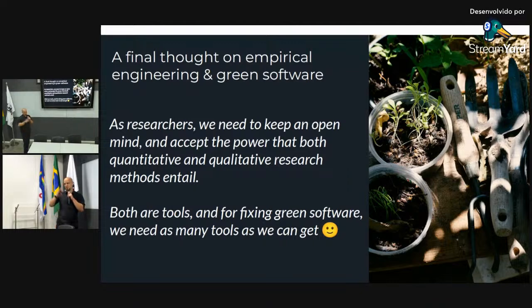So I think that, as a research community, we have to better accept that both quantitative and qualitative approaches have their own potential. And at the end of the day, both are tools, and I guess for fixing software quality, so fixing green software, you need a bit of a mix of the two.